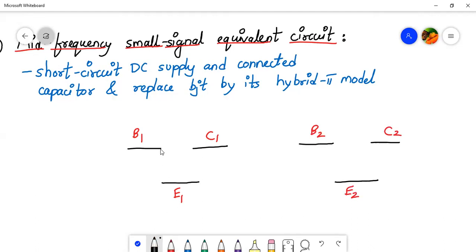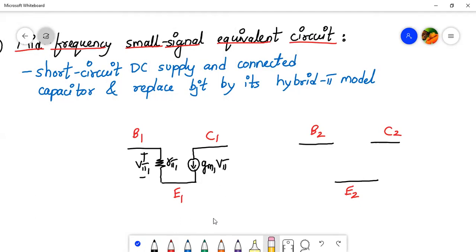Fine. Now from base to emitter we have R pi. So I'll mark R pi 1 here, and the voltage here will be V pi 1. Between the collector and the emitter we have a dependent current source, and we can write it as gm1 times V pi 1. We don't have RO1, since RO1 is infinite, so we'll leave it.